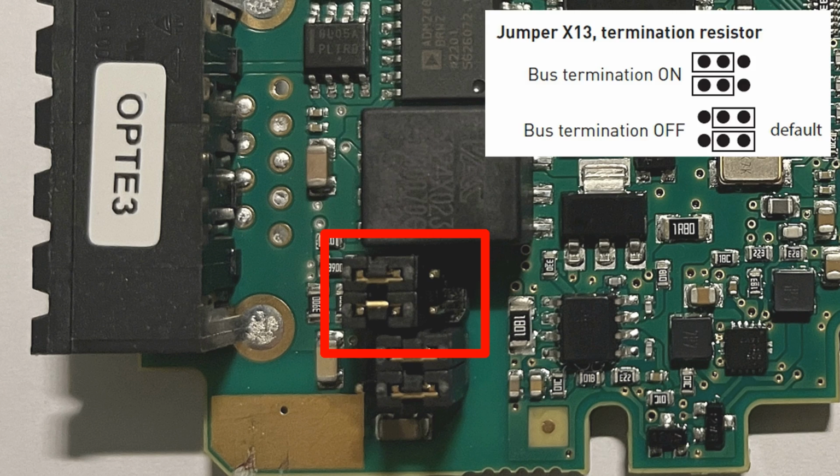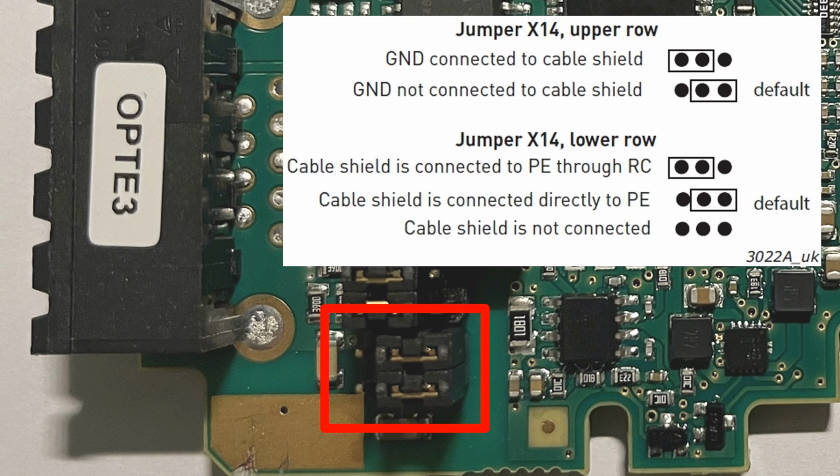Jumper X14 is used for various grounding and PE combinations. If ground is connected to the cable shield, then interconnection between the middle and left connectors on the upper row is necessary. If ground is not connected to the shield then interconnection between the middle and right connectors on the upper row must be ensured. If the cable shield is connected to the PE through RC then interconnection between the middle and left connectors of the lower row is necessary. If the cable shield is connected to the PE directly, then interconnection between the middle and right connectors on the lower row needs to be made. If the cable shield is not connected, then the interconnector needs to be removed.